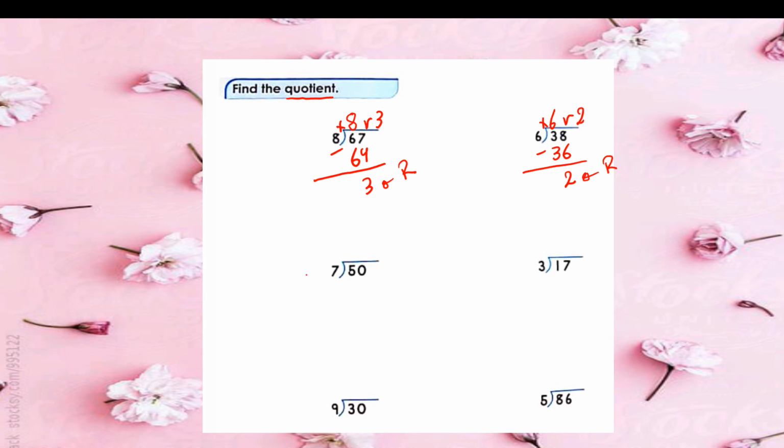Great. So the last 4 questions will be homework for you. Don't forget to solve them and send them to me on WhatsApp or on Google Classroom.